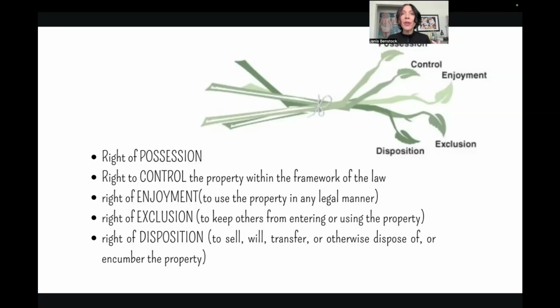The next one is the right of exclusion. This means that you can keep others from entering or using the property. This one we take for granted. We say, it's mine, it's private property, get off my property. Well, the reason that we're allowed to do that, if you want to think about it, is because we have the right of exclusion. And this is really important. This is a key pillar to ownership, is it's mine and you can't step on it without my permission.